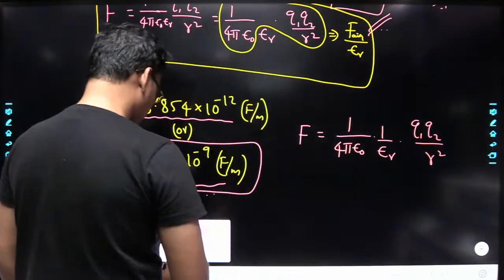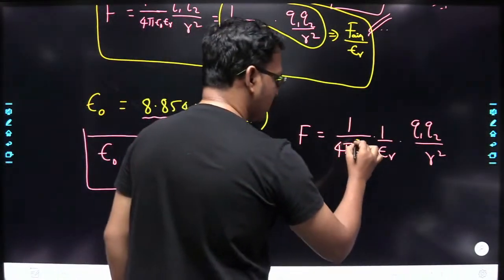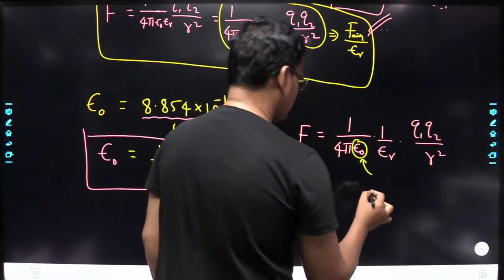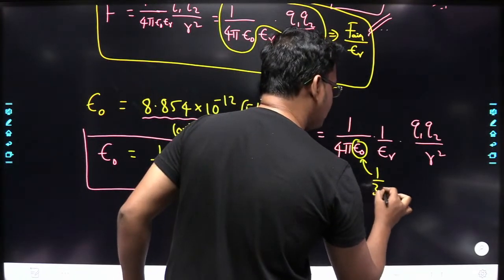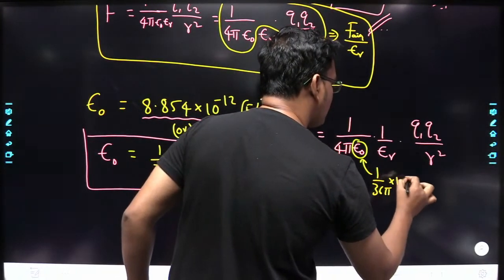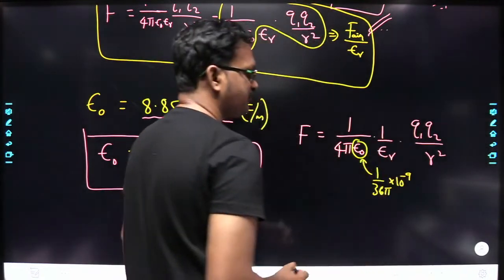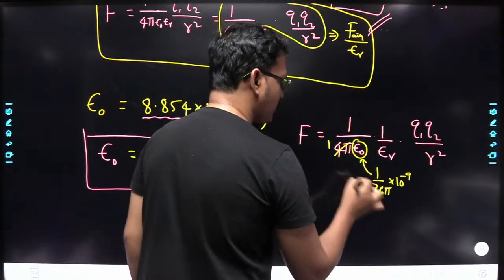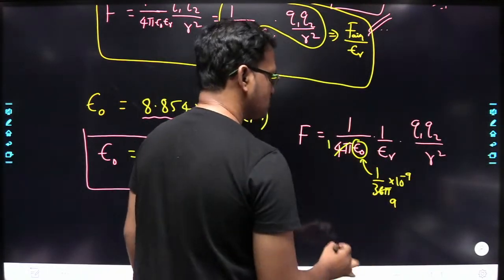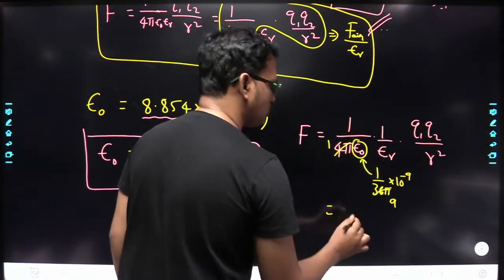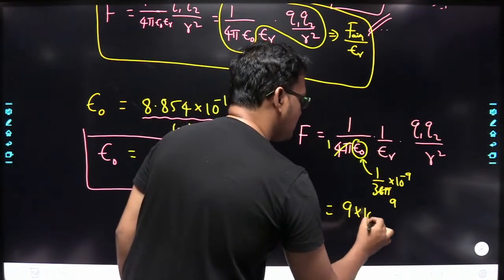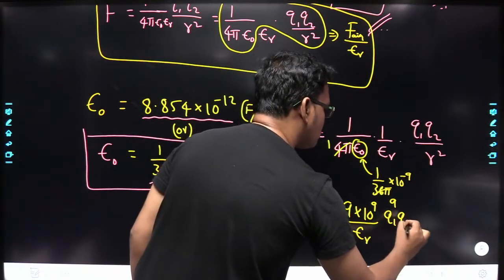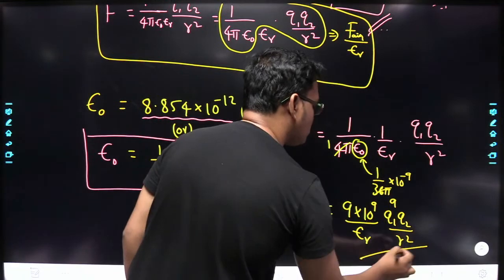Now in place of epsilon naught, if you substitute 1 by 36 pi into 10 to the power of minus 9, what do you get? Here 4 pi and there 4 pi cancel, leaving 9. If you take this to the numerator, you get simply 9 into 10 power 9 divided by epsilon r, into Q1 Q2 by r square.